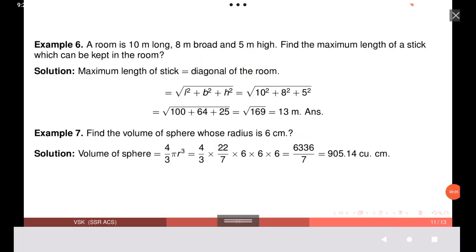Next question is, find the volume of sphere whose radius is 6 centimeter. So volume of sphere, we know the formula is 4 by 3 pi r cube. So 4 by 3 pi is 22 by 7 and r cube means 6 into 6 into 6. So solving this using the calculator, you can find very easily the answer is 905.14 cube centimeter. So that will be the answer. So these types of questions are in fact very easy if you know the formula.